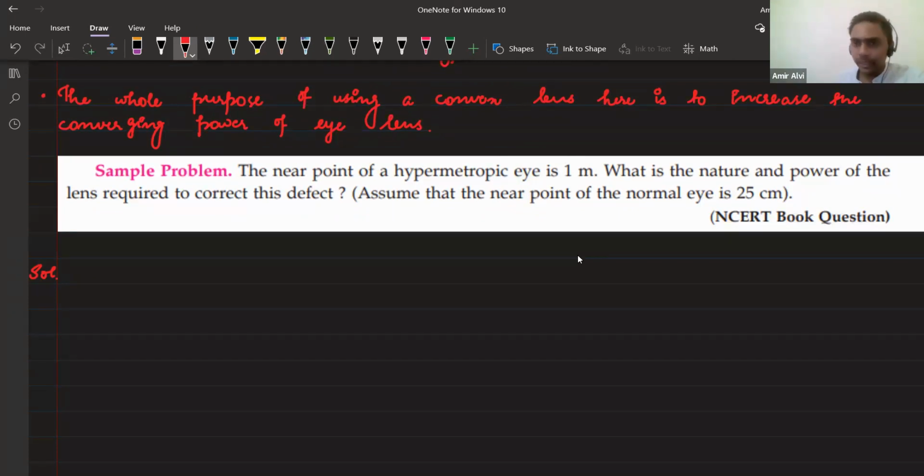So the near point is 1 meter. What is the nature and power of the lens required to correct this defect? The object distance should be at 25 centimeter because the actual near point is 25 centimeter, and this is the point of object at which the hypermetropic eye is functioning. So the object distance would be negative 25 centimeter. That is the actual near point, and this would be negative 100. इसको 1 मीटर में लिख देता हूं मैं.